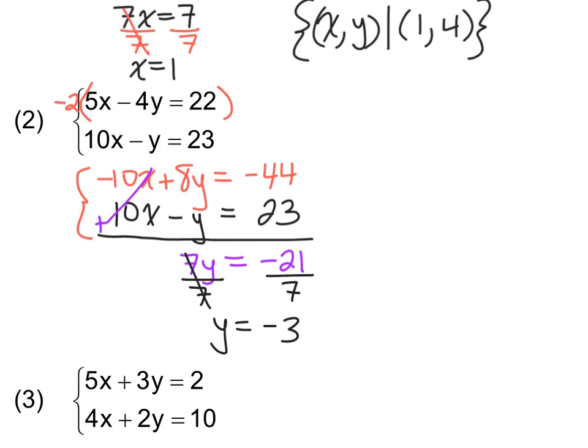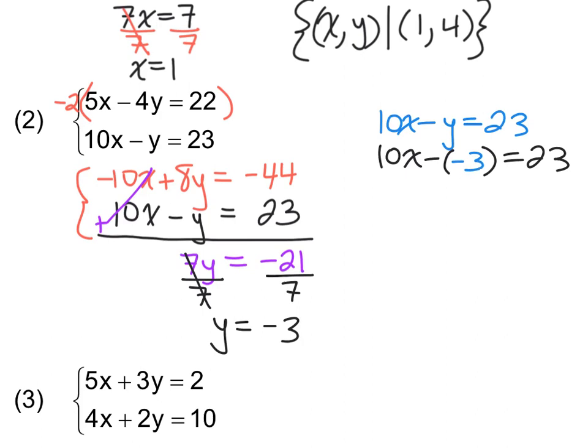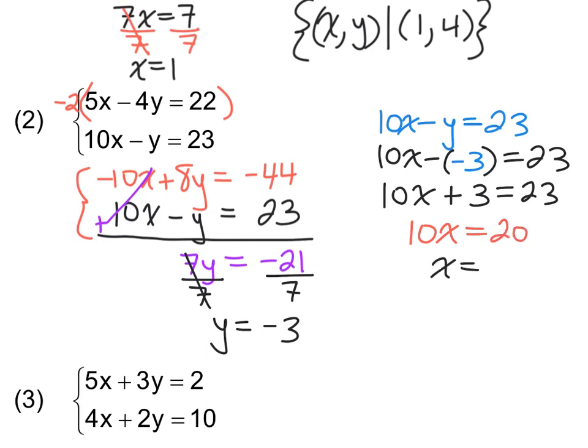All right, so then now I have y. So choose the equation you like better. I like the second one better. Numbers just feel a little bit nicer. Replace the y with what we now know it is. In this case, it's a -3. 10x plus 3 is equal to 23. Subtract 3 from both sides, you get 10x is equal to 20. Divide both sides by 10 and you get x equals 2.